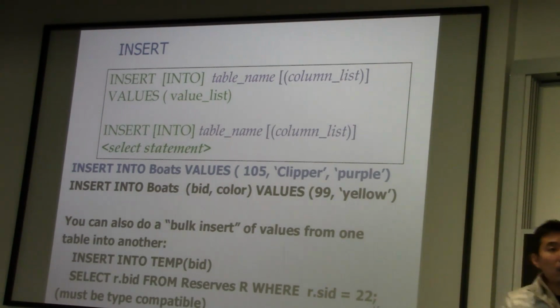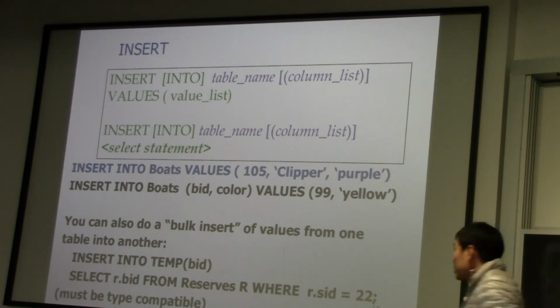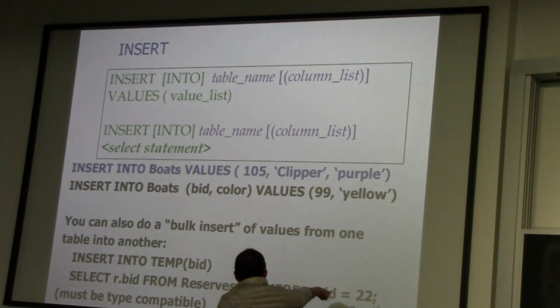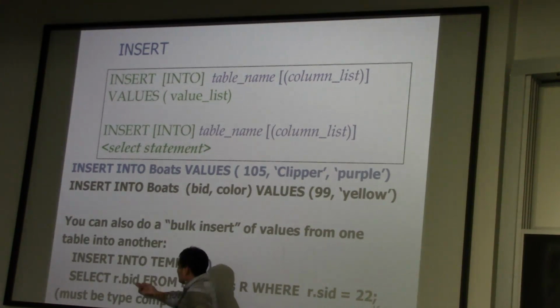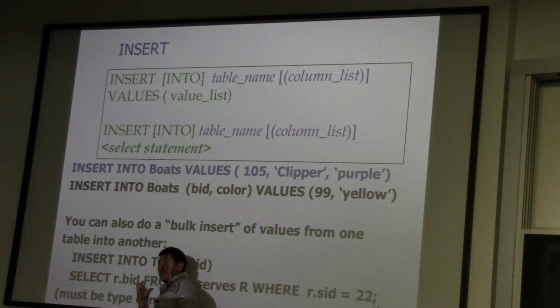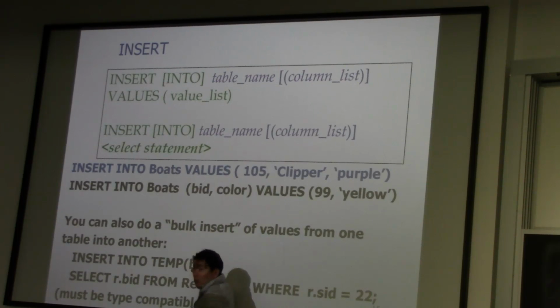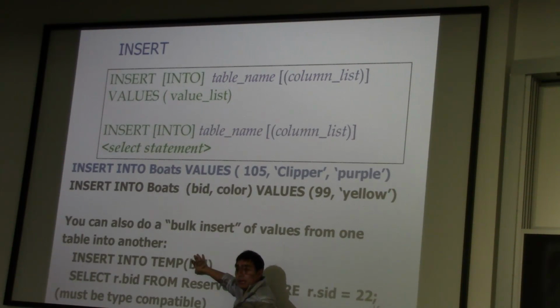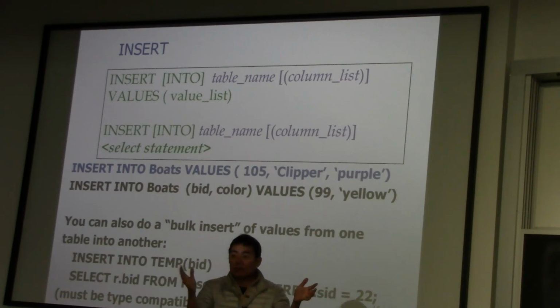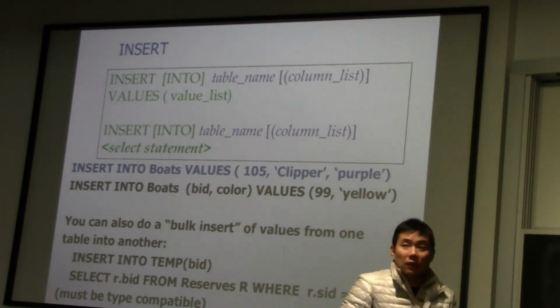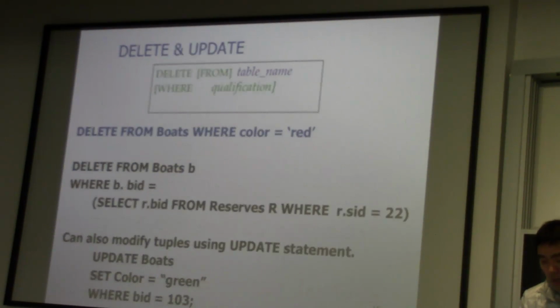Of course, when you do bulk insertion, you want to make sure the schema of your SQL statement here, which pretty much refers to the projection list from your select clause, must be union compatible to the schema of the relation you insert into. Union compatible means that their schemas are the same. The types of the schema are the same. Right? That's what we mean by union compatible.